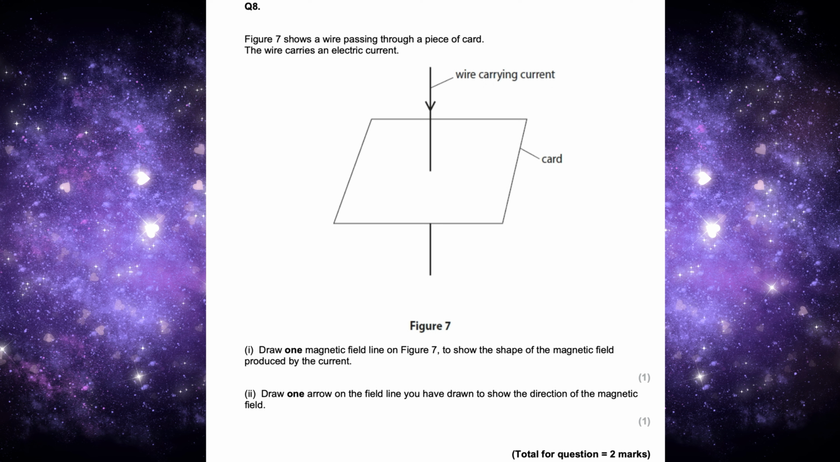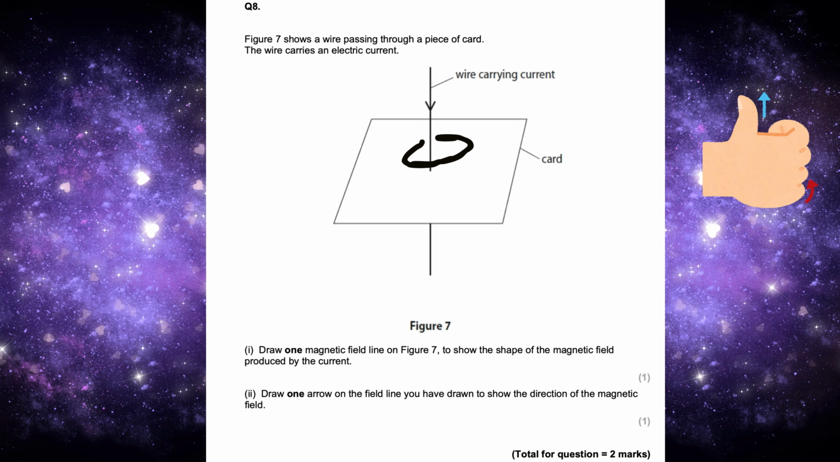We know from observing the magnetic field lines of a current-carrying wire, the magnetic field lines take the form of loops. So we need to draw one loop around the wire. The question then asks, draw one arrow on the field line you have drawn to show the direction of the magnetic field.